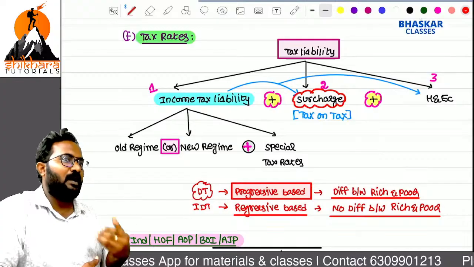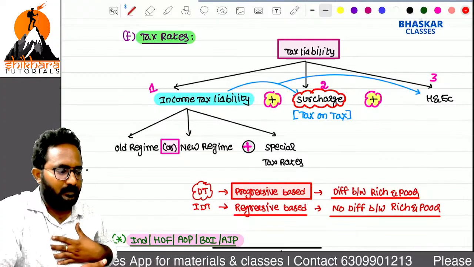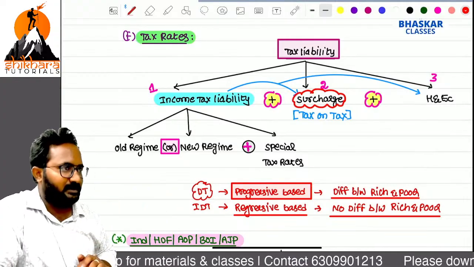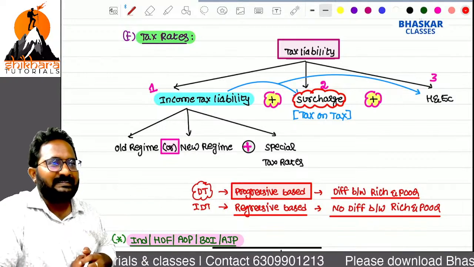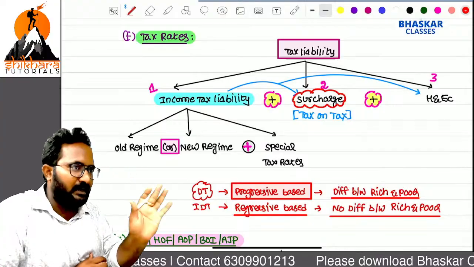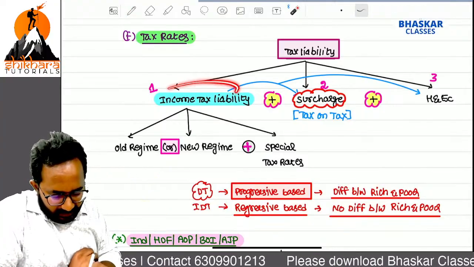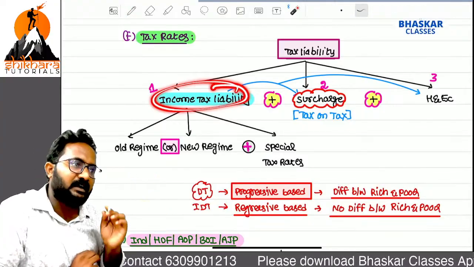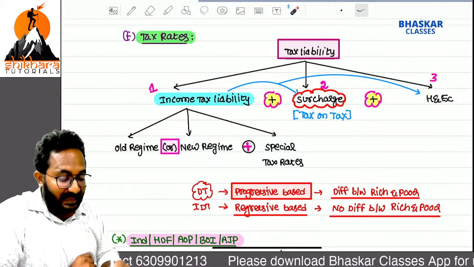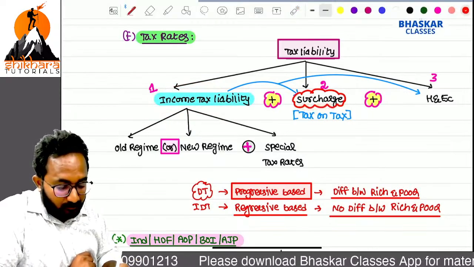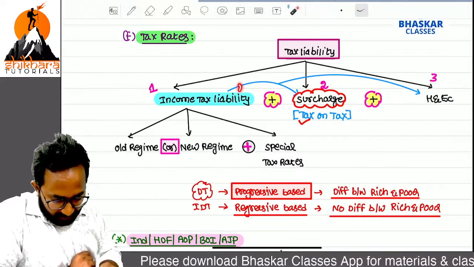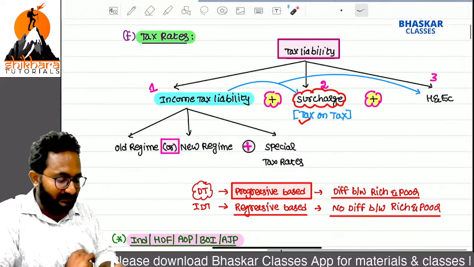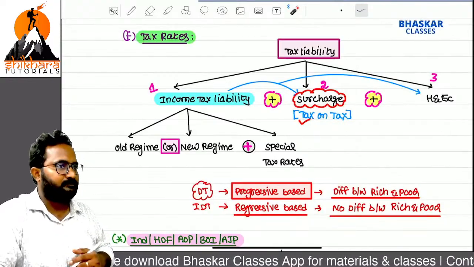Sir, who are rich persons? I will tell you. But one more point I want to reveal here. Many students make a mistake here also. Surcharge is not collected on income. Can you tell me, this income tax liability is collected on what? Income. But the surcharge is collected on what? Tax. It is collected on income tax liability. That's why we can call it a tax on tax.